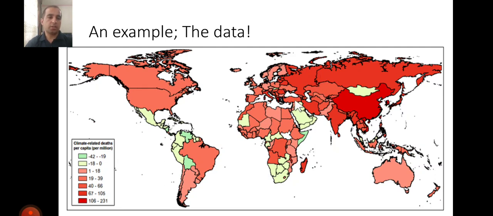So the question is, which map is right? Which map can we trust? And I would say none of them actually. Why? The question is why we can't trust the two maps here. I would say that honestly, we don't have population-based data in the world.